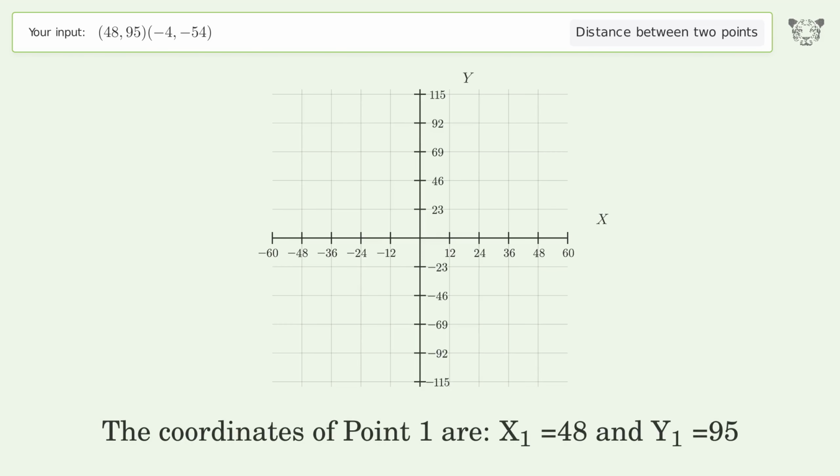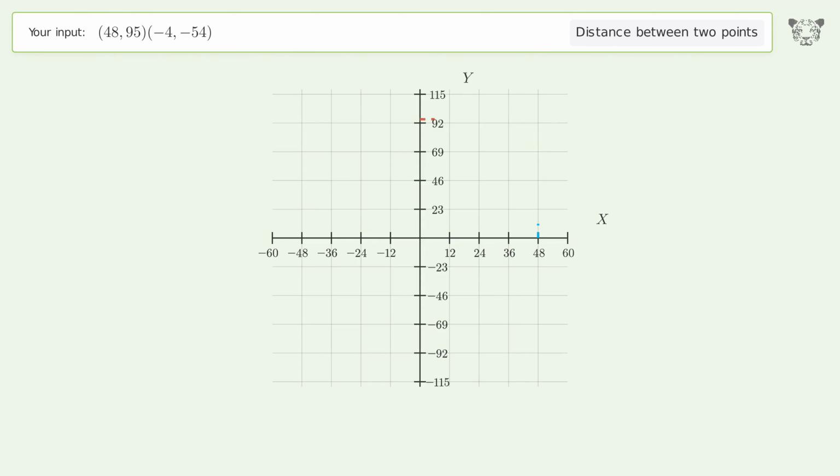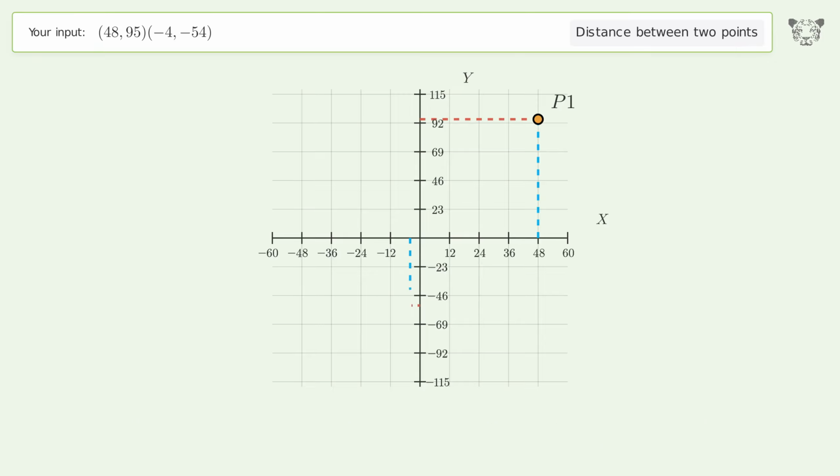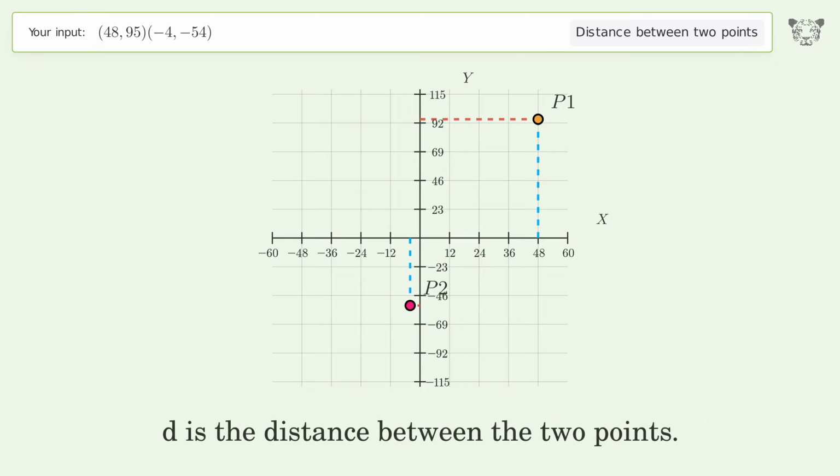The coordinates of point 1 are x1 equals 48 and y1 equals 95. The coordinates of point 2 are x2 equals -4 and y2 equals -54. D is the distance between the 2 points.